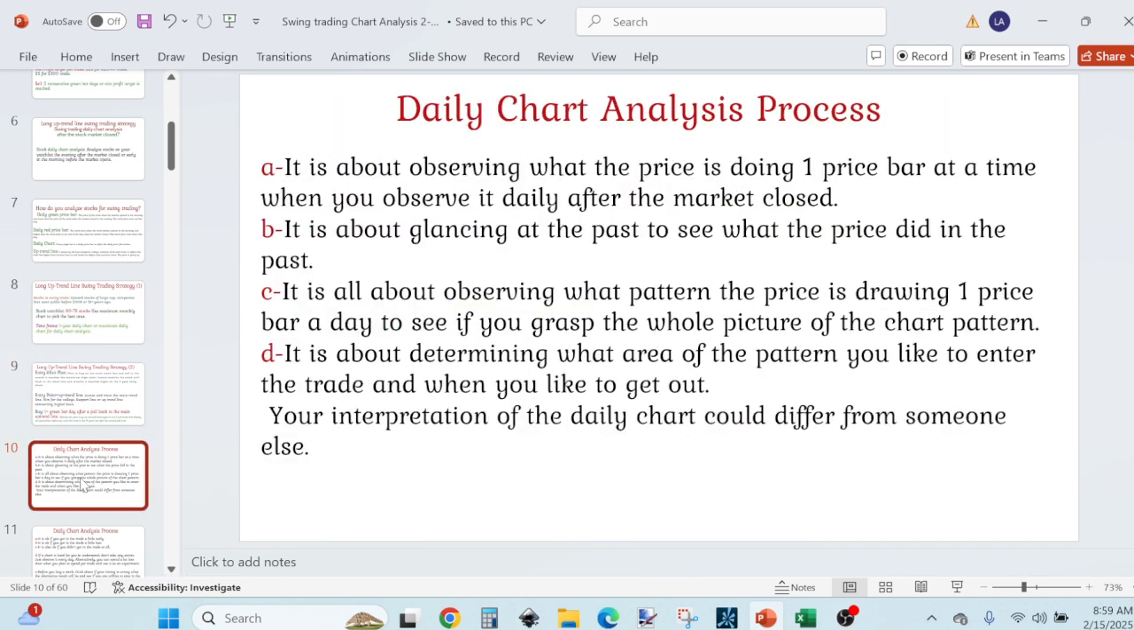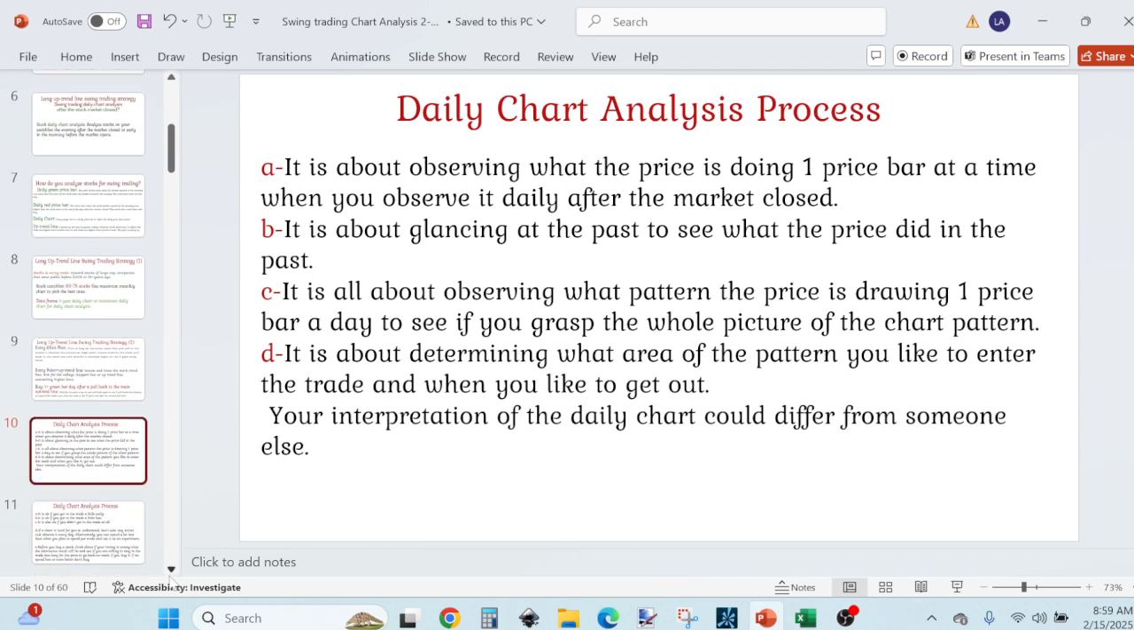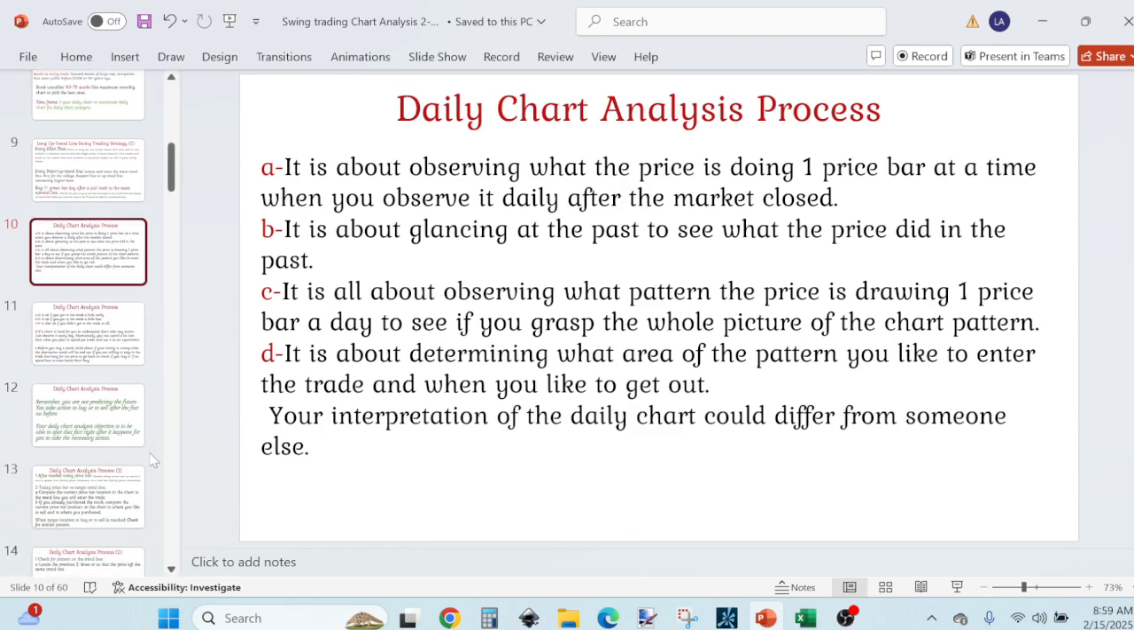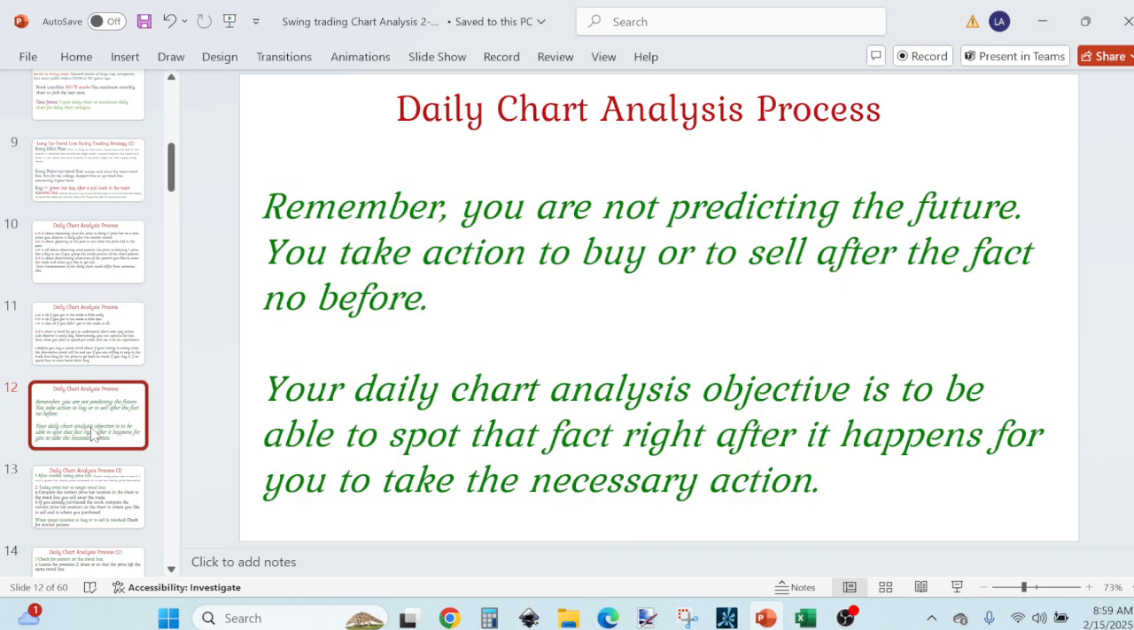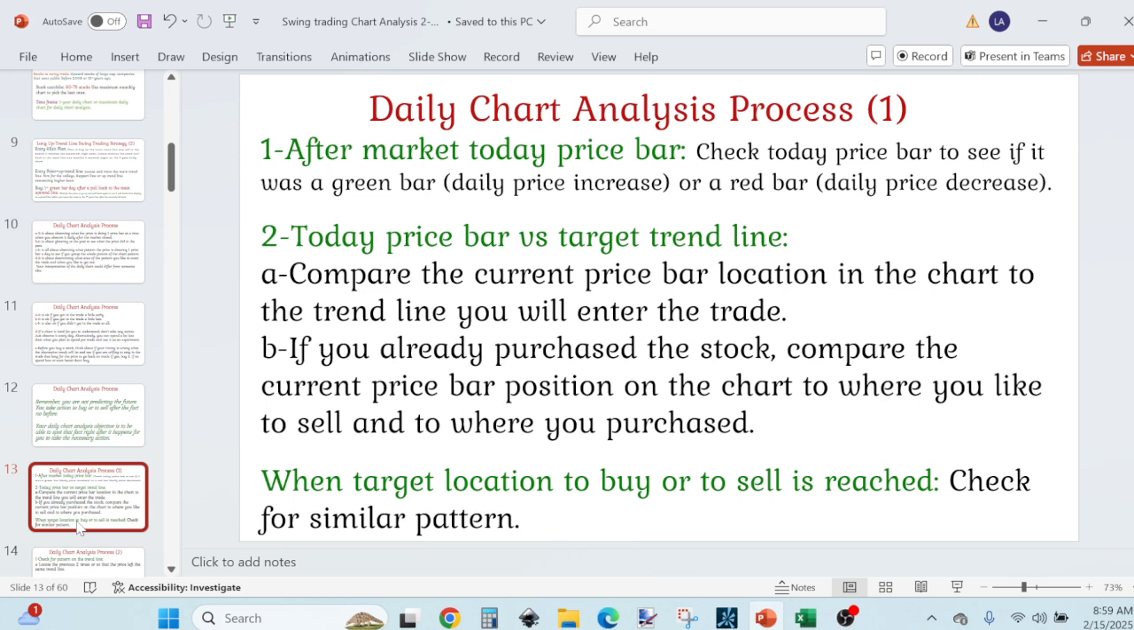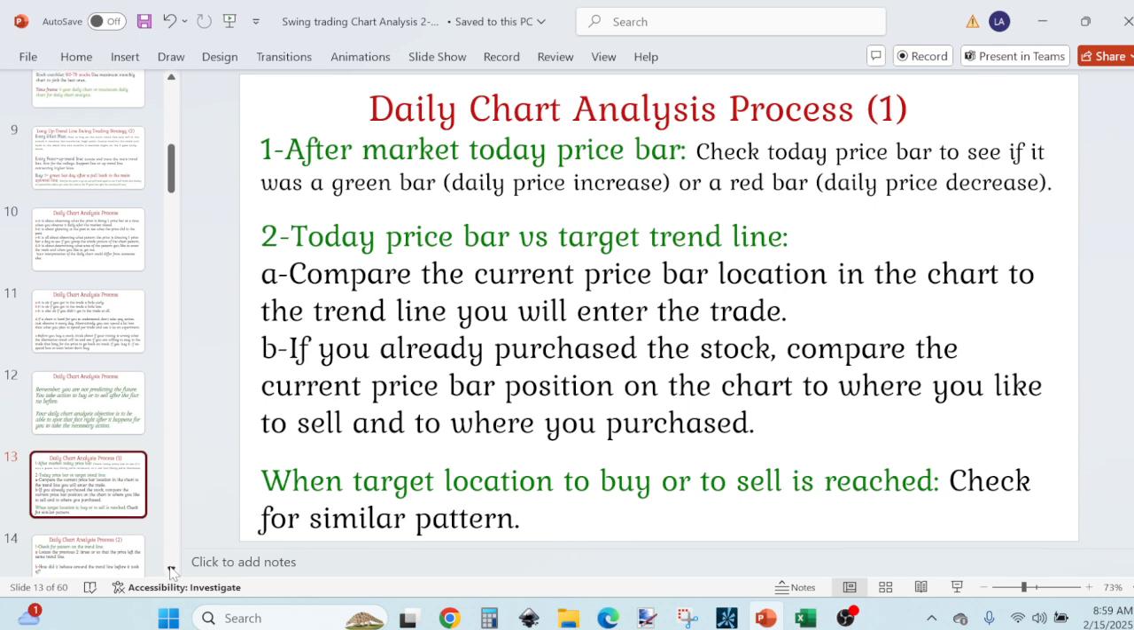And swing trading is one way to make money. So yeah, it's good to write down your process of analyzing the chart, have your trend lines, and just wait to buy at the trend line when it starts going up from there.